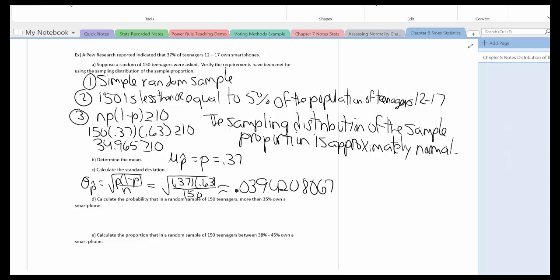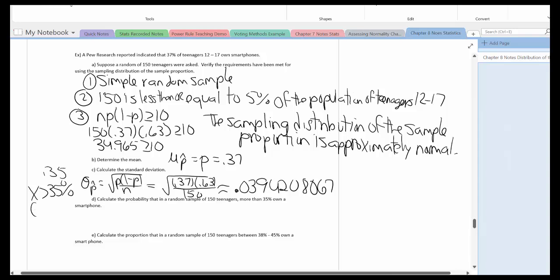Okay, let's take a look at part D. Calculate the probability that in a random sample of 150 teenagers, more than 35% own a smartphone. So, more than 35%, that is going to end up being, well, first of all, as a decimal, 0.35 to infinity.